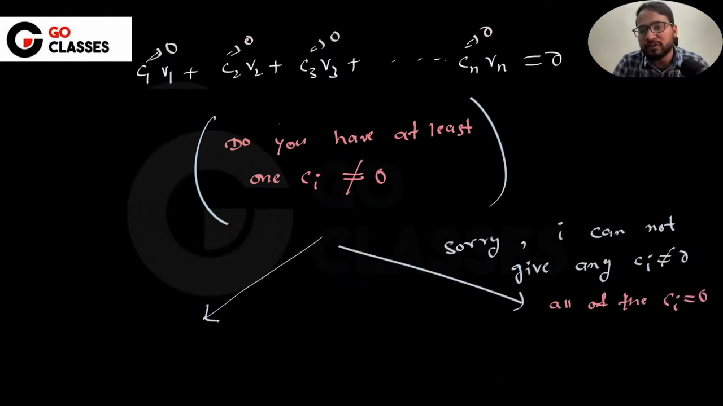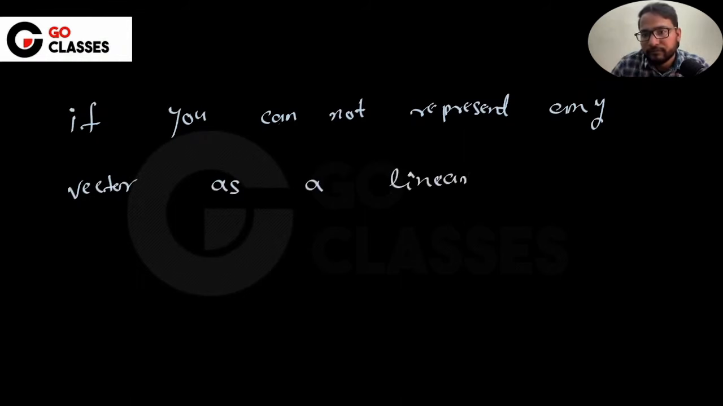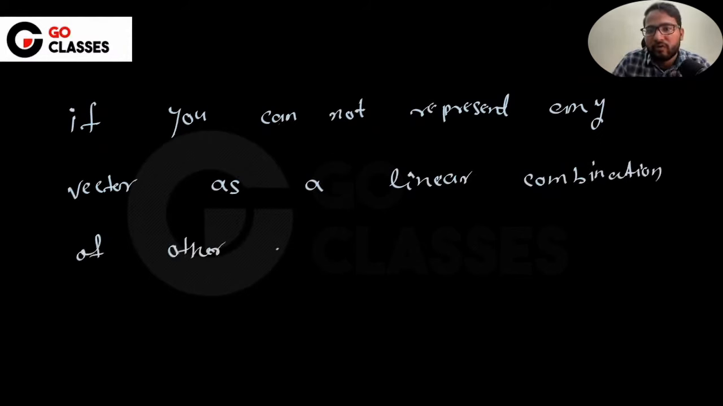Now suppose you ask the same question to some guy and that guy is saying that all of the CIs are actually 0, then what you will say? You cannot represent any vector as a linear combination of other vectors. It means that these vectors are linearly independent. Which means, the definition is very simple. If you cannot represent any vector as a linear combination of other vectors, then this is linearly independent.